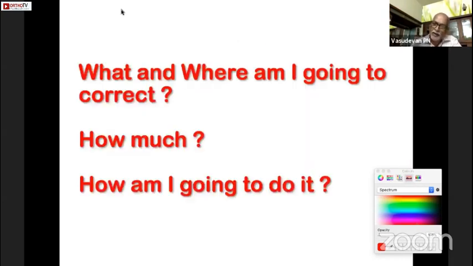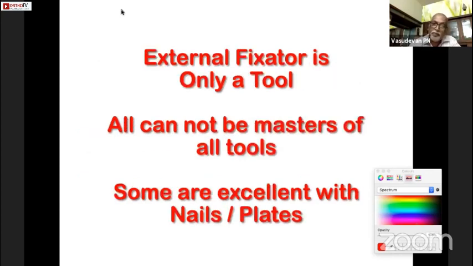And before attempting any case or these corrections, you must know what we are doing. Where are we going to do it? Which bone, the femur or tibia, am I going to correct? How much do I have to correct? And how am I going to correct it? An external fixator is only a tool. So you don't have to stick on to the external fixator.